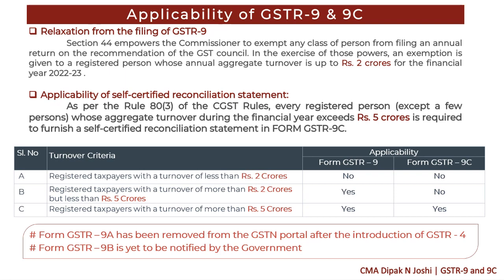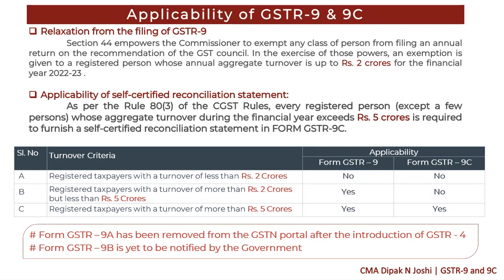If turnover is between 2 crores and 5 crores, form 9 is applicable, form 9C is not applicable. If turnover is more than 5 crores, then that registered person is required to file GSTR 9 as well as GSTR 9C. So GSTR 9 is applicable when aggregate turnover is more than 2 crores, and GSTR 9C is applicable to a registered person when turnover exceeds rupees 5 crores.